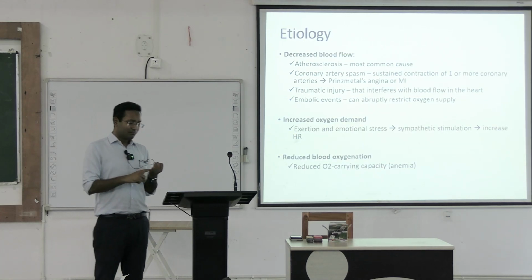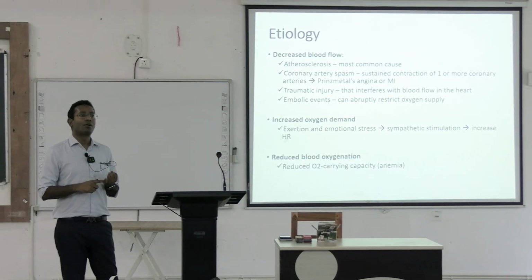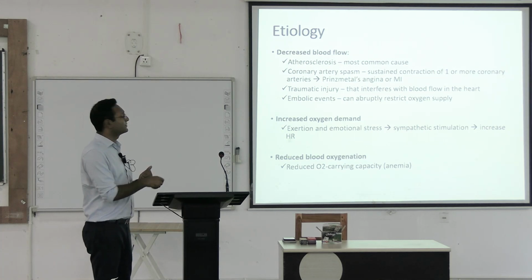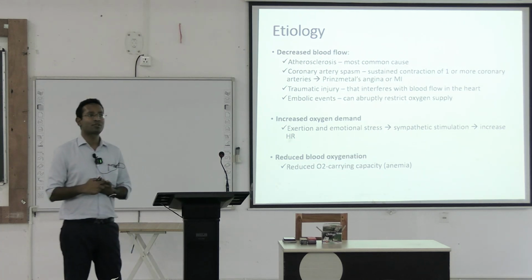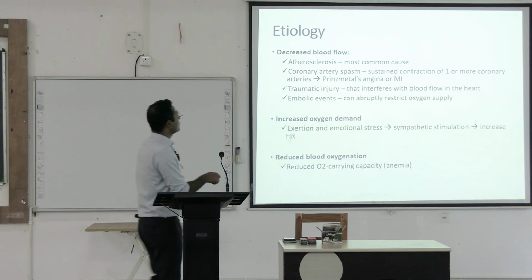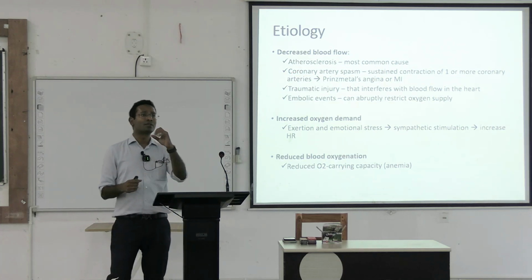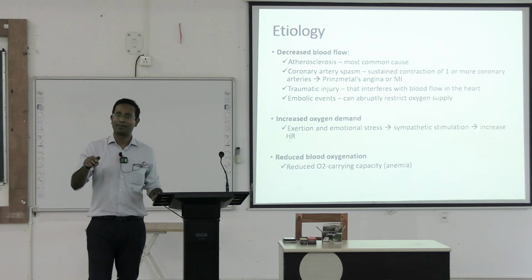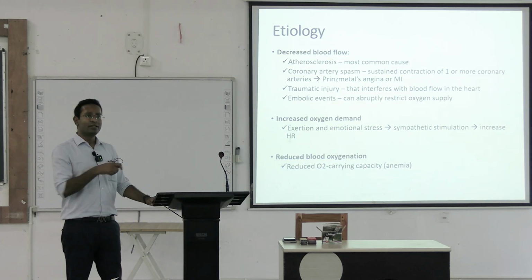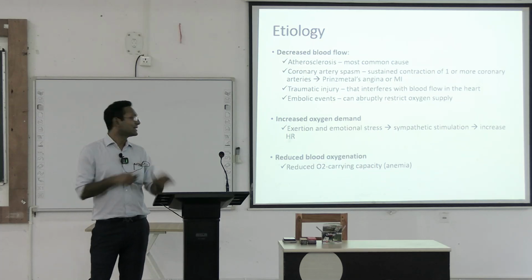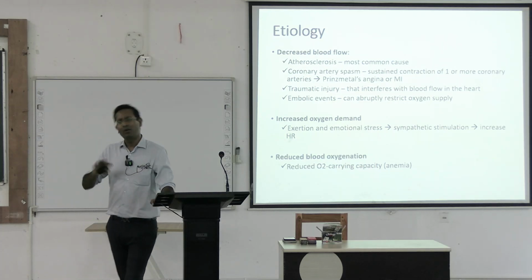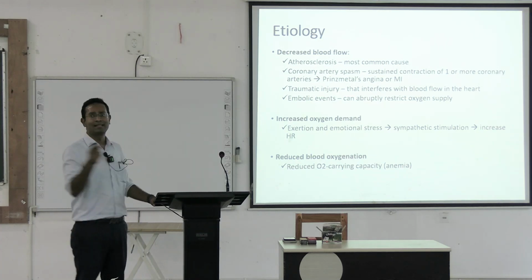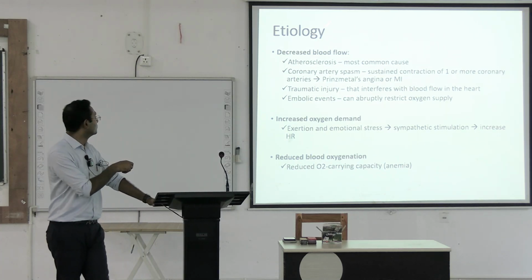Reasons, again, etiology: decreased blood flow or increase in oxygen demand or both. Firstly, decreased blood flow. Atherosclerosis is the most common cause. Next is coronary artery spasm, sustained contraction of one or more coronary arteries leading to decrease in blood supply. This type of etiology or cause of angina is called Prinzmetal angina, or it could be because of myocardial infarction as well. We'll see one of those slides, a photo where we can distinguish between the two.